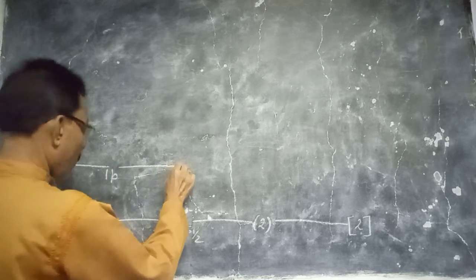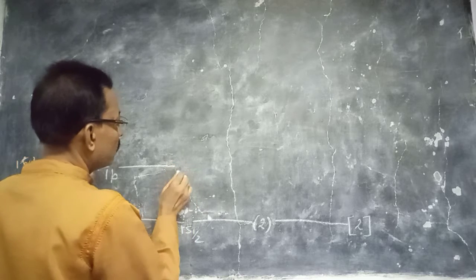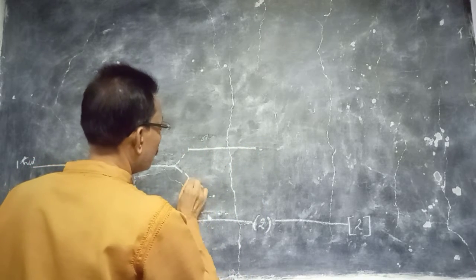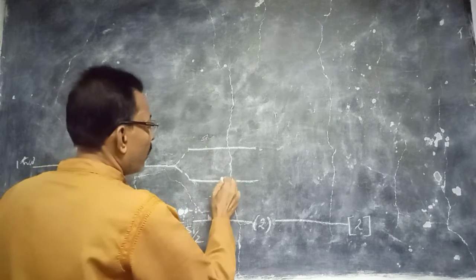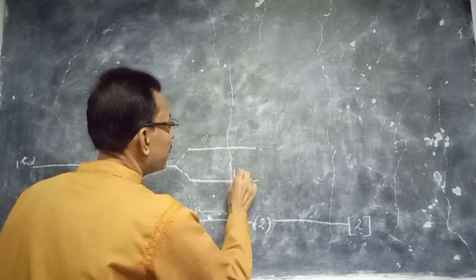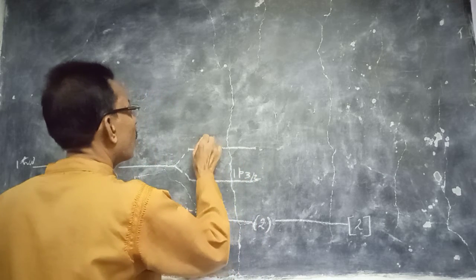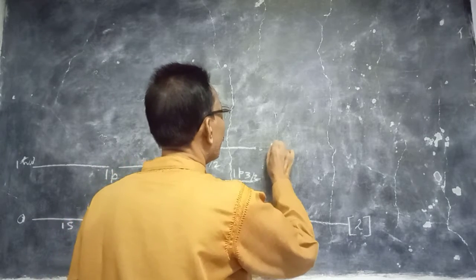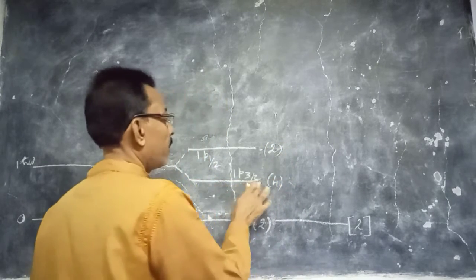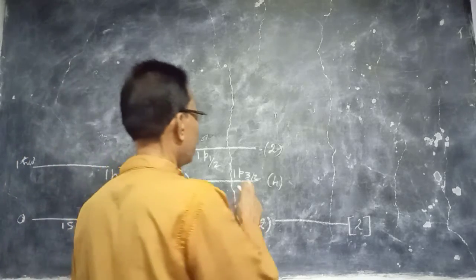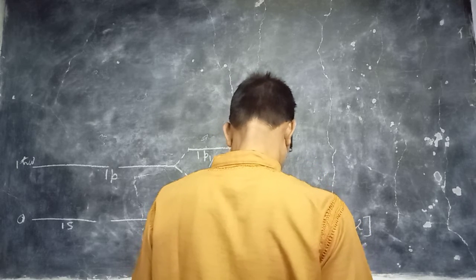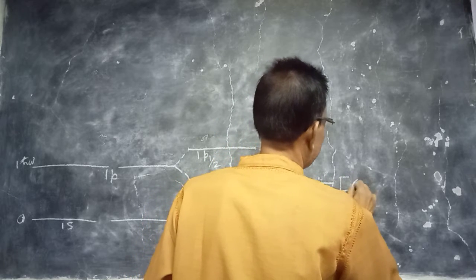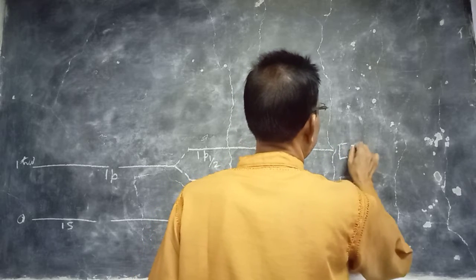So this 1p level will split: 1p3/2, and here 1p1/2. The number of particles is 2j plus 1. So up to this you get 6, and up to this you get a total of 8.